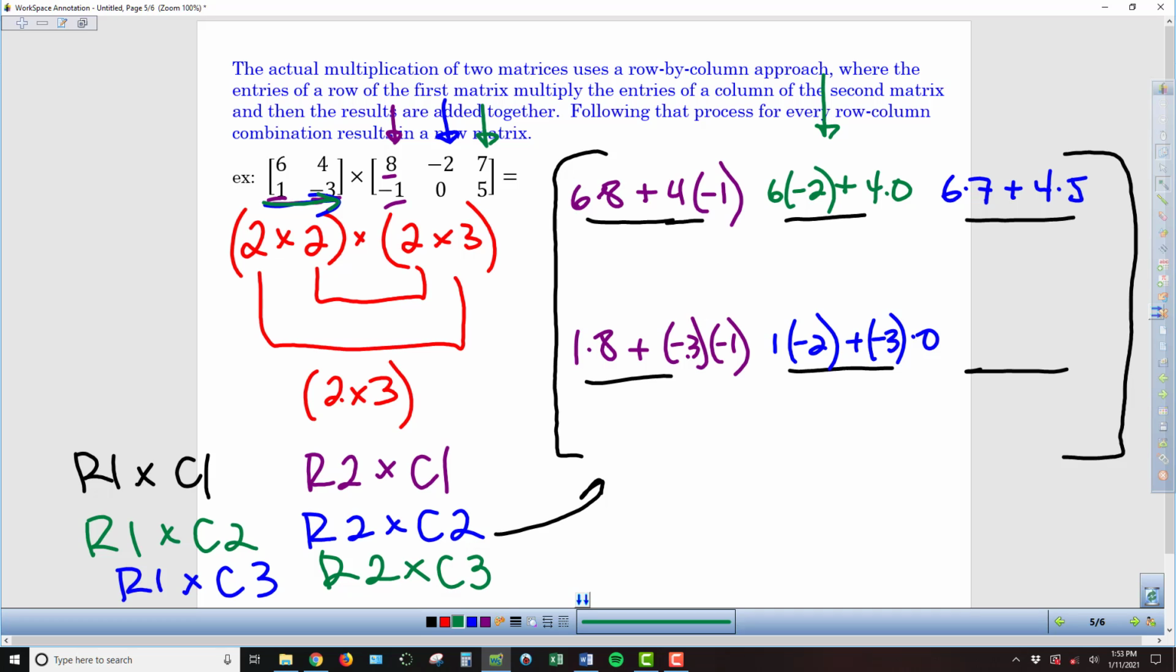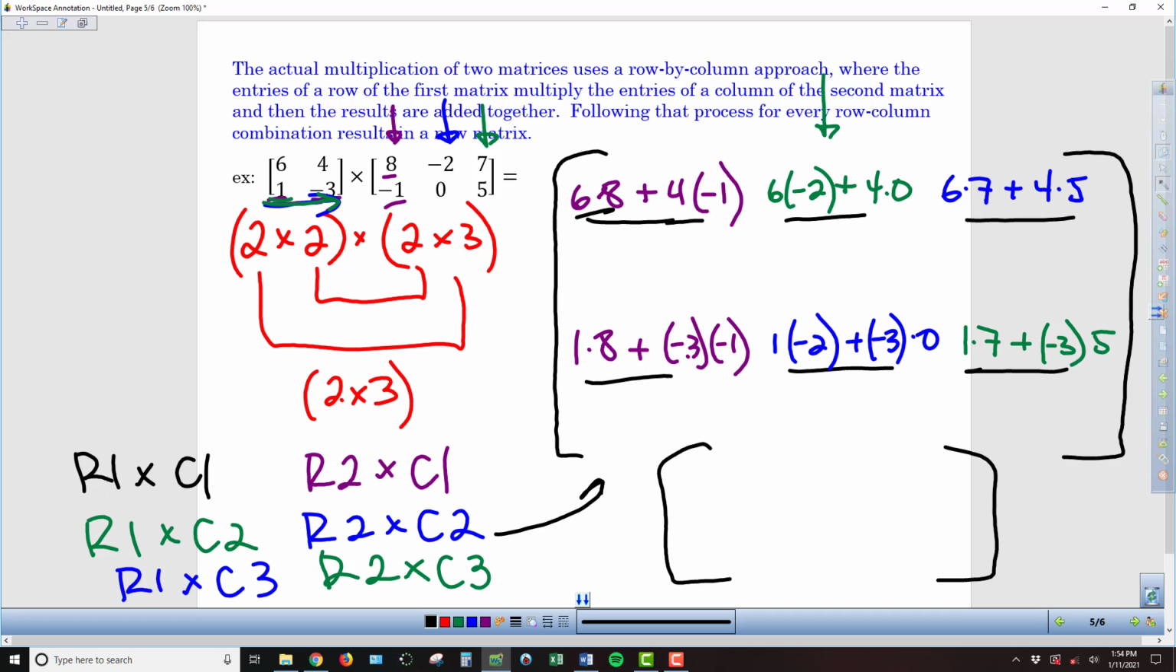So we've got 1 times 7 plus, moving across the row, -3 and down the column times 5. And so now I'm just going to perform this arithmetic to end up with my resulting 2 by 3 matrix.